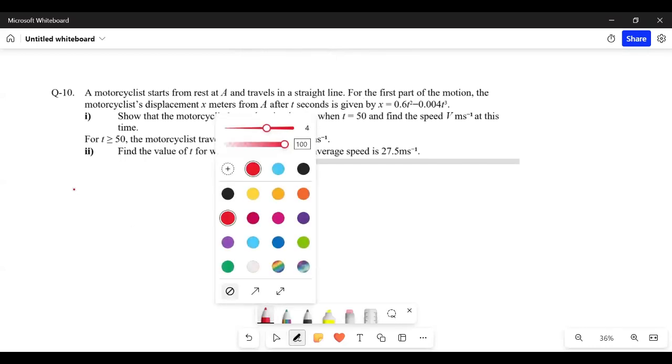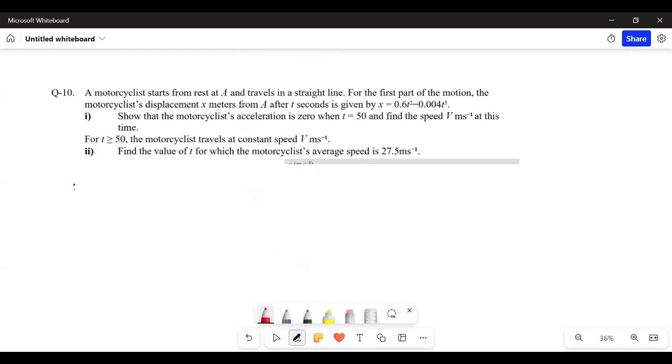A motorcyclist starts from rest at A and travels in a straight line. For the first part of the motion, the motorcyclist's displacement x meters from A after t seconds is given by this. The displacement function is given. Show that the motorcyclist's acceleration is 0 when t equals 50 and find the speed at this time.